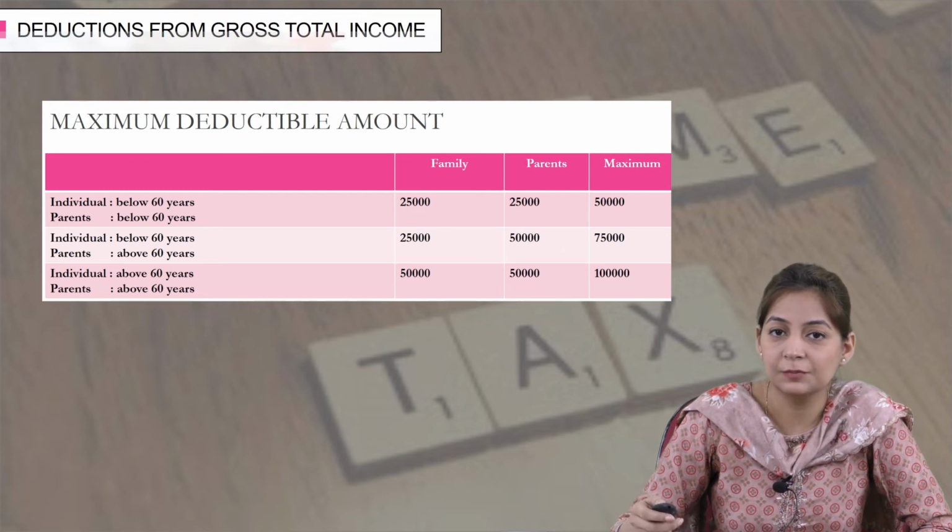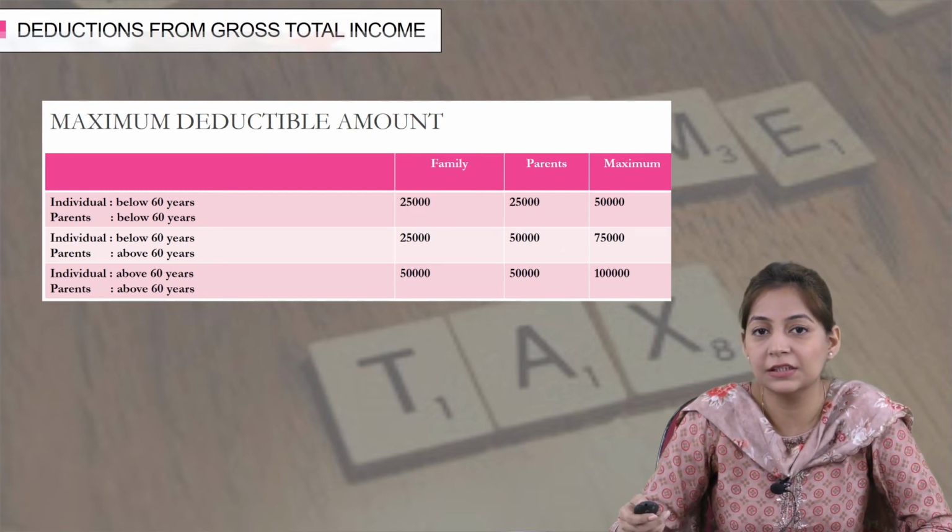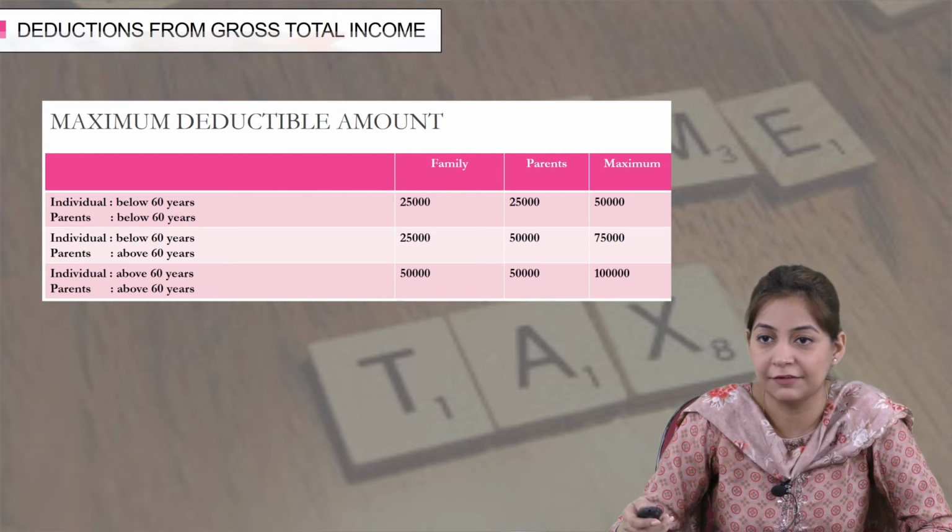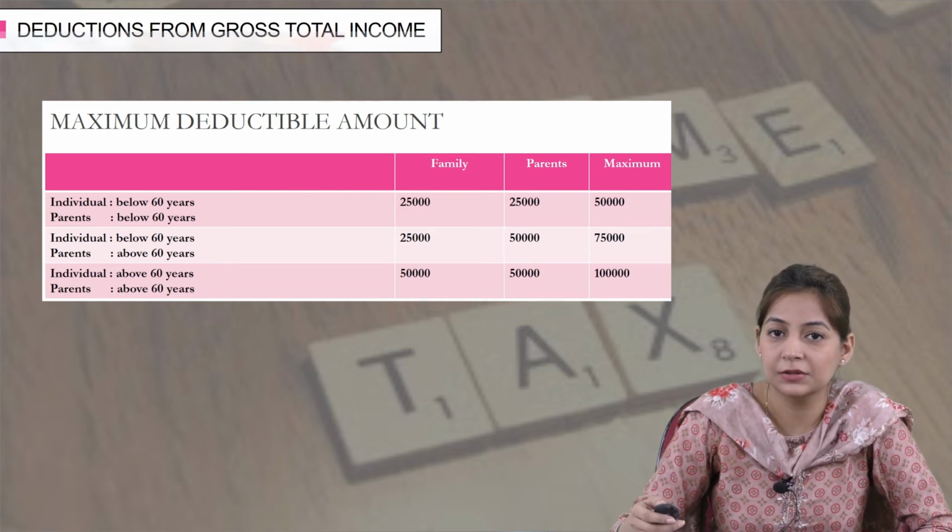If the individual is below 60 and parents are above 60, then 25 plus 50, it is 75,000. If the individual is above 60 and parents are again above 60, then 50 plus 50, the limit is 1 lakh rupees.